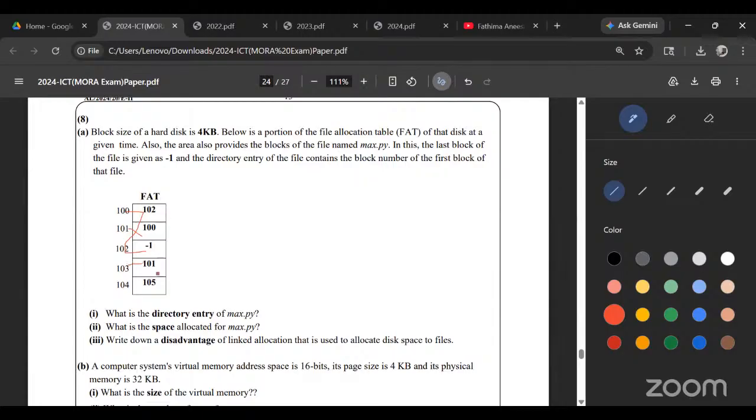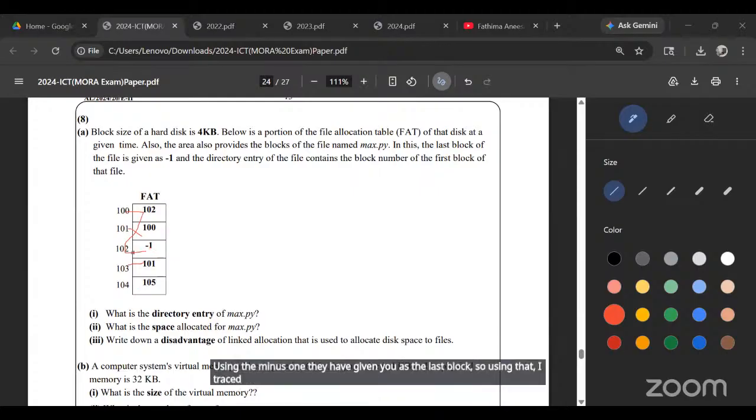Is there 103 anywhere else? Is there? Yes or no? So it's 103, the starting block. Yes or no? Using the -1, they have given here as the last block, I traced backwards and found the first block.